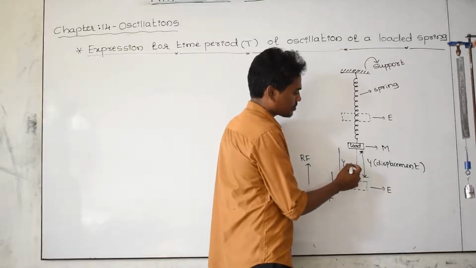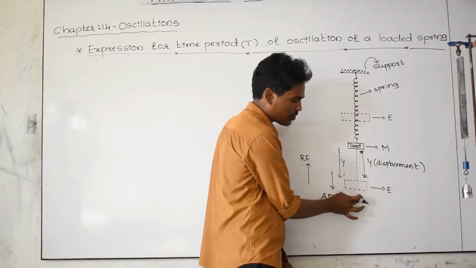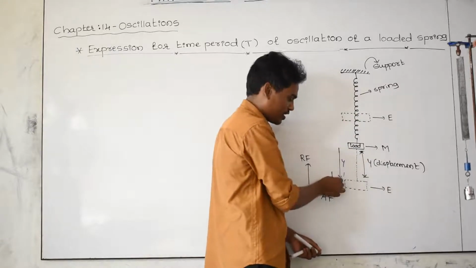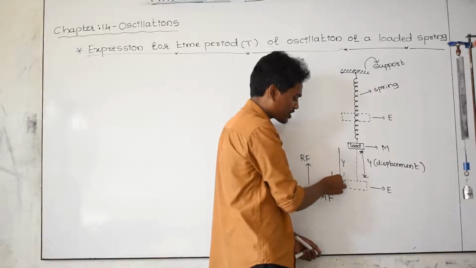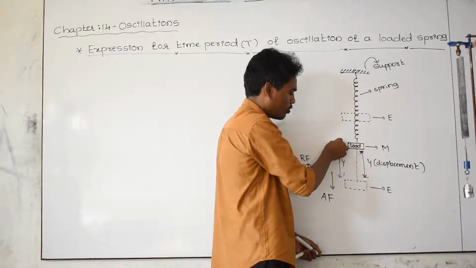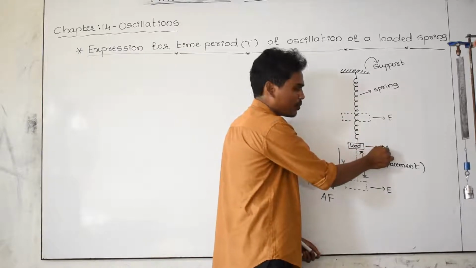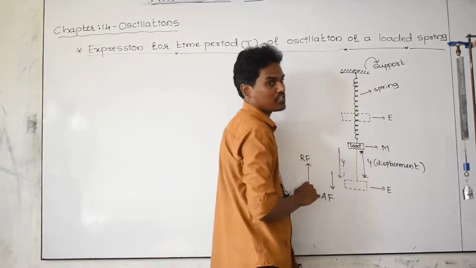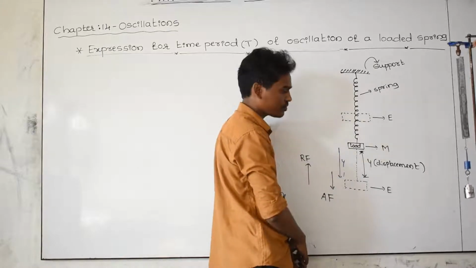And here, if you pull the body in downward direction and release it from your finger, then it executes simple harmonic motion. It goes to mean, extreme, coming to mean, again to extreme, again to mean, to and fro from the mean point. To and fro motion from the mean point is called simple harmonic motion or oscillatory motion. That's why the word is oscillation.